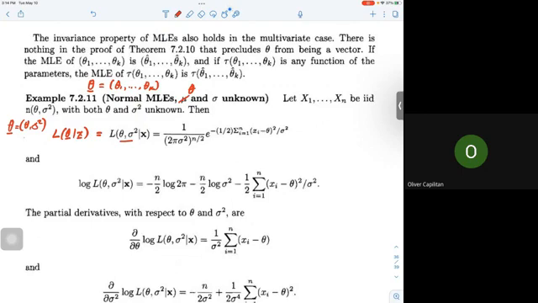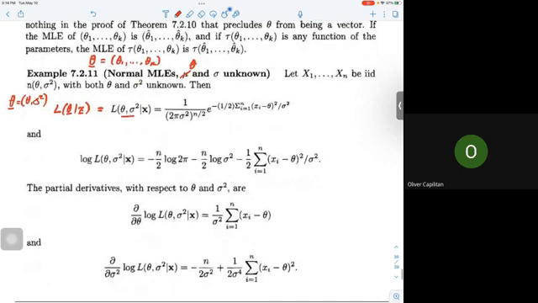Since it's easier to manipulate if we take the log likelihood function, this is the log likelihood function. We have now three terms. The log of the product will be equal to the sum of the logs. Applying that property of logarithm, we arrive at this log likelihood function.